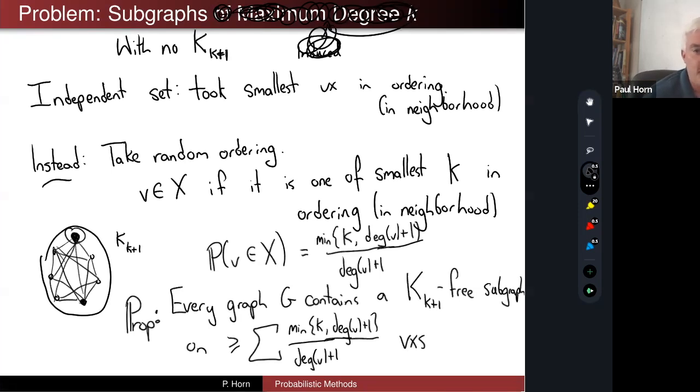So the probabilistic method is used all the time. Random graphs are used all the time to construct graphs with lots and lots and lots of nice properties.